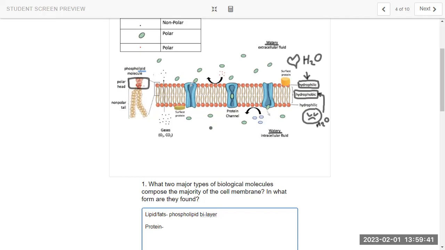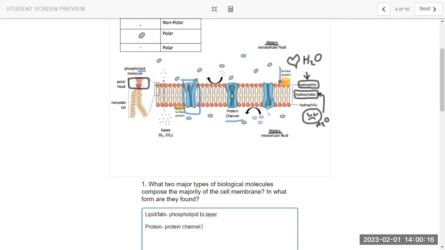Hey, trilayer? No. What are these blue things right here? What are those? The protein channels, okay? Right here, protein channel. Okay, so we have the phospholipid bilayer, we have the protein channels.